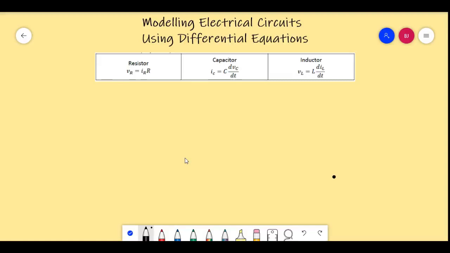Now, one of the things that we could use for modeling a system or a proposed system would be to use differential equations. So for this specific supplemental video for that course, I'll be showing you the basics of how we could model electrical circuits using differential equations.